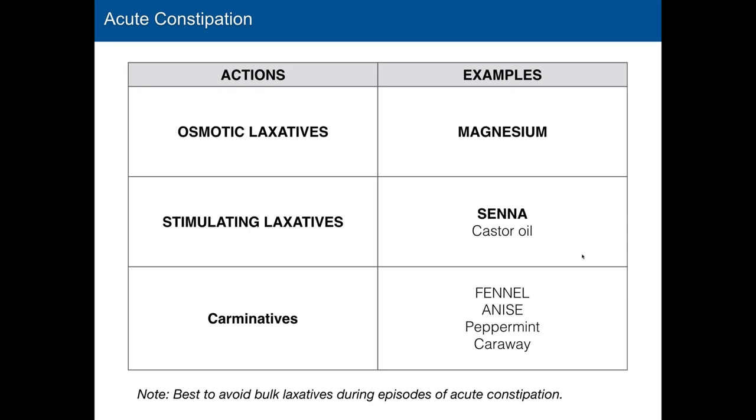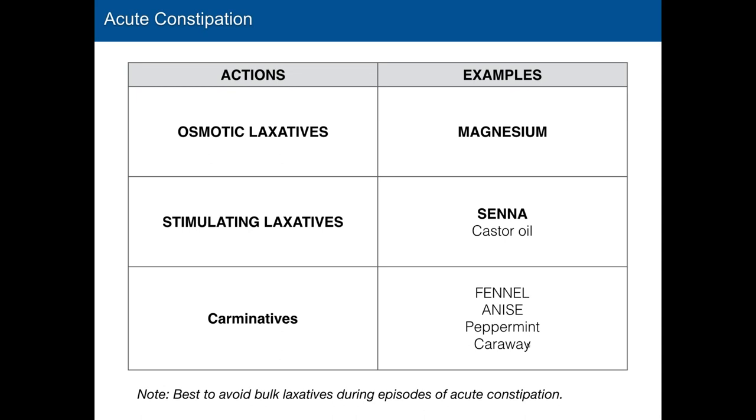I've also used castor oil if you suspect someone's gut flora was really messed up and they had small intestinal bacterial overgrowth. I might give them antimicrobials combined with castor oil to try to flush out everything that's in the small intestine as well. Because it does have that affinity, if you remember, to increase peristalsis in both the small and the large intestine.